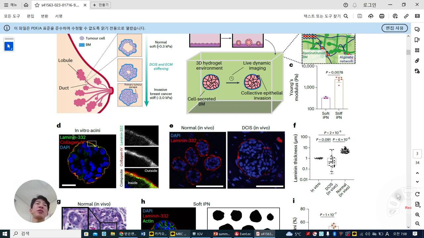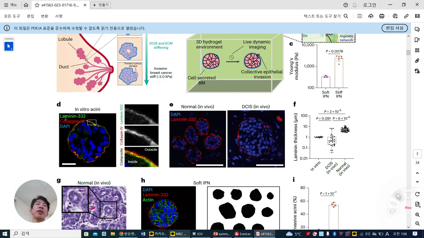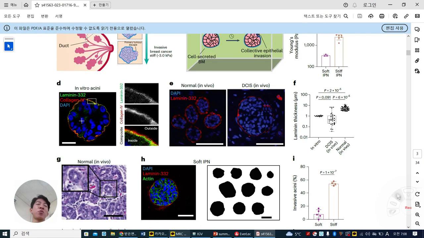This is laminin. Actually, for checking the basement membrane structure, they are using laminin. So here, this is one acinus in vitro. The nucleus, and as you know, the collagen structure here, and then along with this laminin, the basement membrane structure here. So the basement membrane is a little inside compared to collagen. Okay, a little inside. I also have a question.